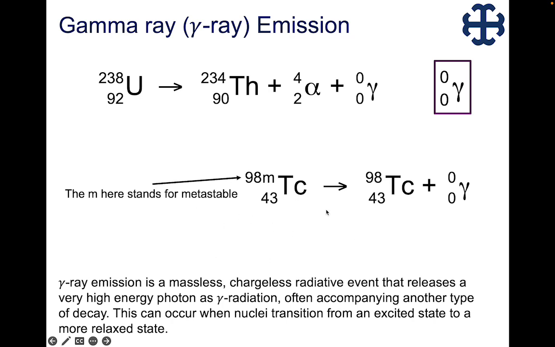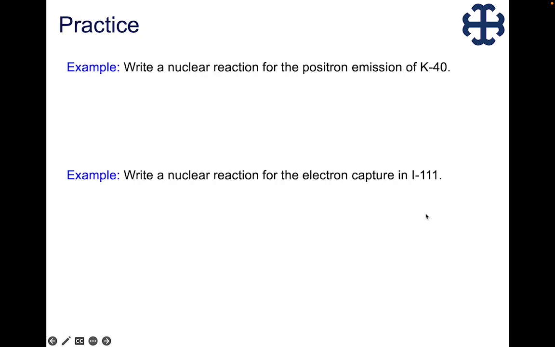Another example here that is also used in medical imaging is technetium-98m. This m is for metastable, decaying where we don't actually change any mass units or number of electrons or anything, but we're able to go from this excited state or this metastable state to a more stable ground state and emit a gamma ray. Okay? So some practice that I would like you to do before class that we'll go over in class: write a nuclear reaction for positron emission of potassium-40, and write a nuclear reaction for the electron capture of iodine-111.